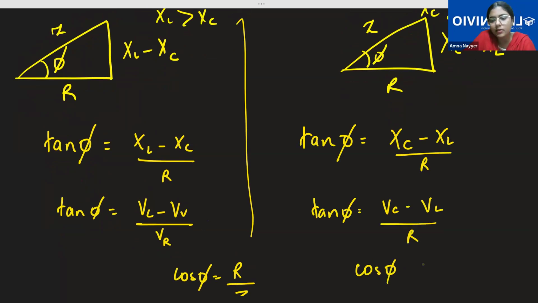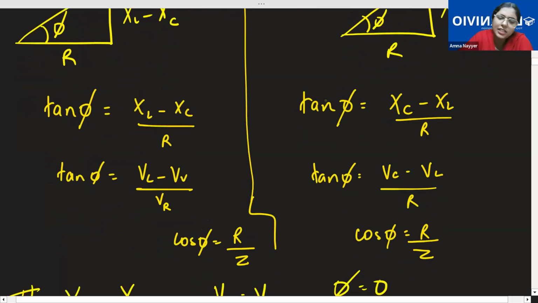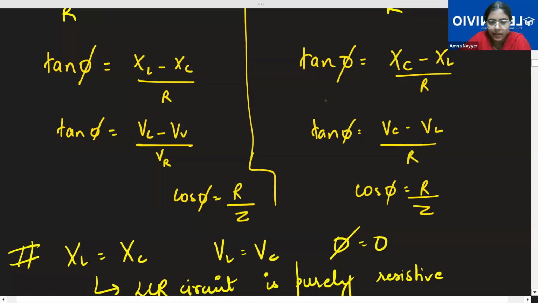Cos phi here will be R by Z. So the derivation is not based on some physical meaning. This is just based on the trigonometric value.